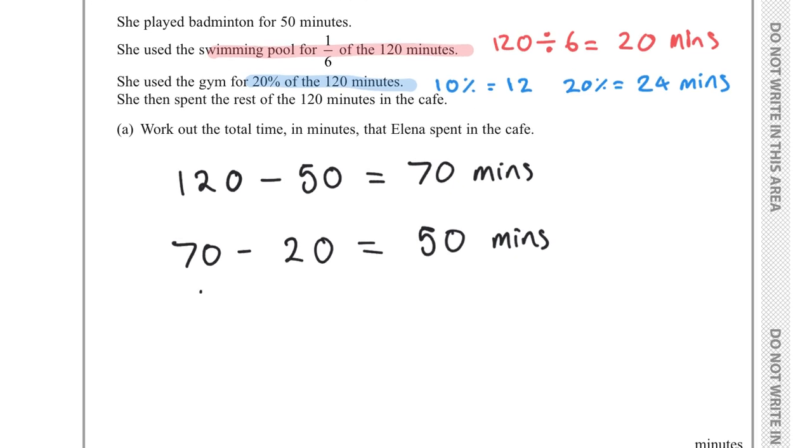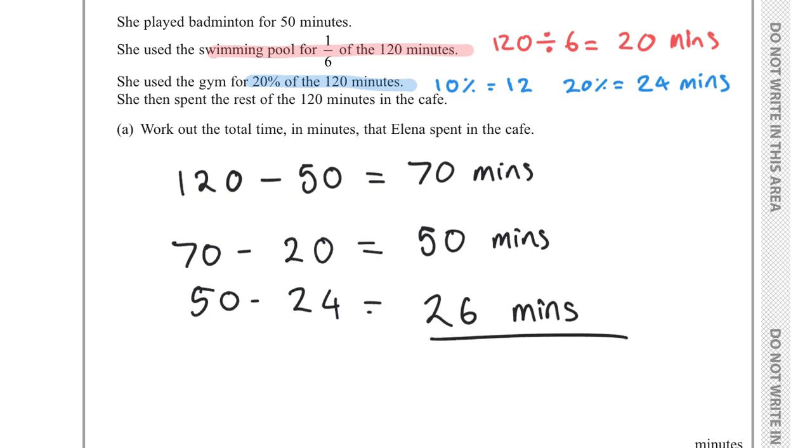And then we're doing the 50, subtract the 24, because it says the rest of the time will be the cafe, so this will be this subtraction here. So you go 20, you get 30, so you're left with 26 minutes. That is your answer. Okay, so you might want to say 26 mins in the cafe to make it really obvious.